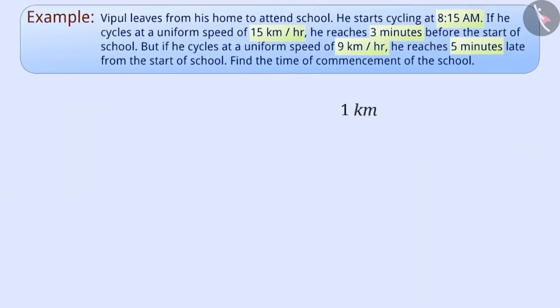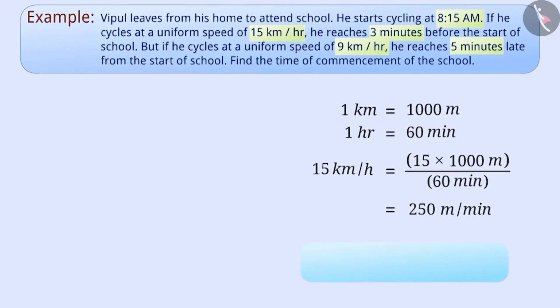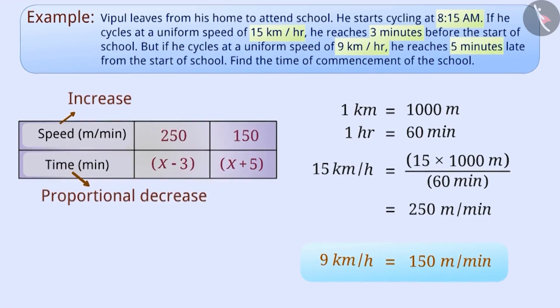Since 1 kilometer is equal to 1000 meters and 1 hour is equal to 60 minutes, we have 15 km per hour, which is equal to 15 into 1000 meters by 60 minutes, which is equal to 250 meters per minute. Similarly, we can write 9 km per hour as 150 meters per minute. We can show this in a table form like this. We know that if there is an increase in speed, then there is a proportional decrease in time. Therefore, speed and time are inversely proportional.